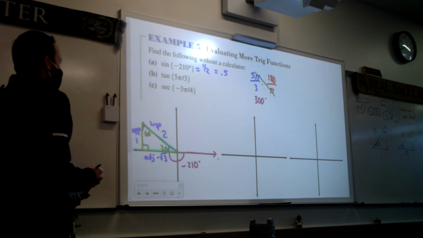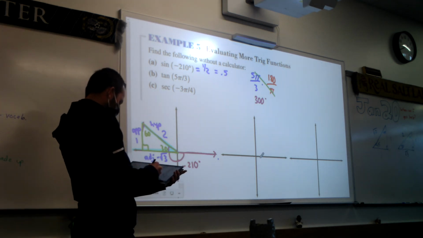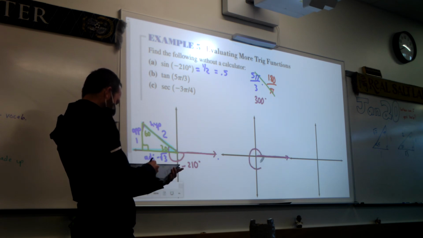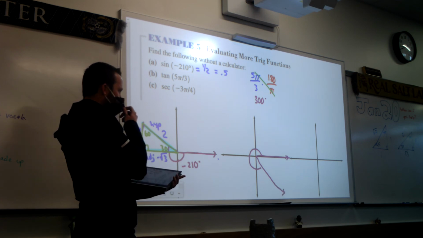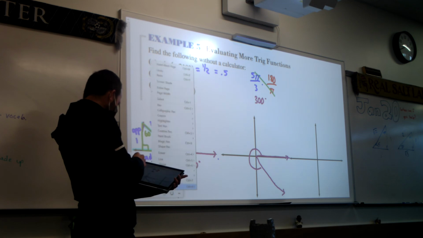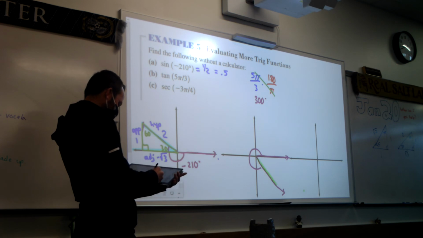So let's go ahead and graph 300. I start, here's my initial side. I'm going to go past 90, past 180, past 270. And how much further past 270 do we go? 30 degrees. What does that mean our reference angle is going to be here? How much was left over? 60 degrees. All right, great.